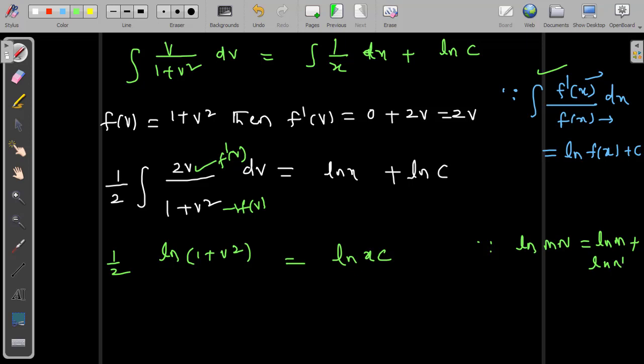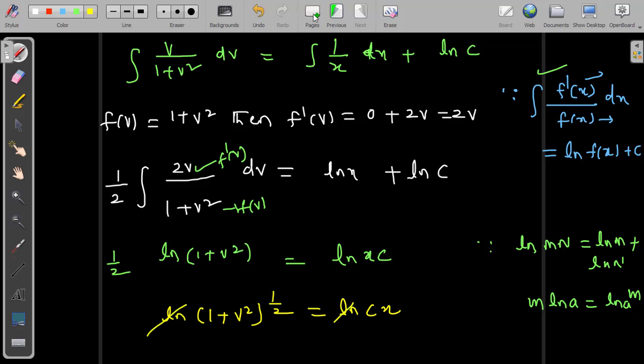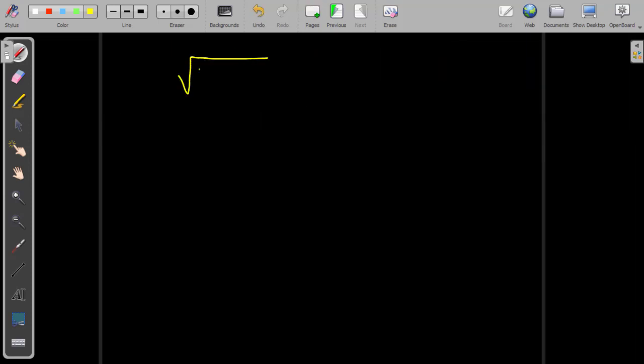Same idea. After that again, we have m times ln a, which is the same as ln a to the power of m. This rule also we know from logarithms. So the same rule we can apply. This is my m times ln a. This half becomes the power of this function, which means the next step is ln of 1 plus v square to the power half equals ln of c times x or x times c. Now ln on both sides cancels. So we are left with the square root of 1 plus v square equals c times x.